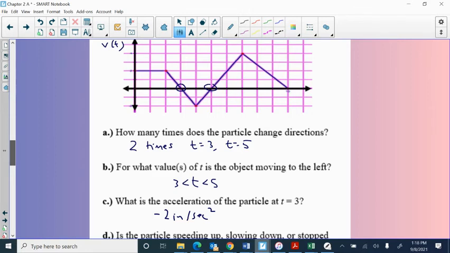Okay. Yeah. So velocity, when does your velocity change signs? So you cross the x-axis, because these are all positive velocities, these are all negative. And when it's below it, that's how you know you're moving to the left.